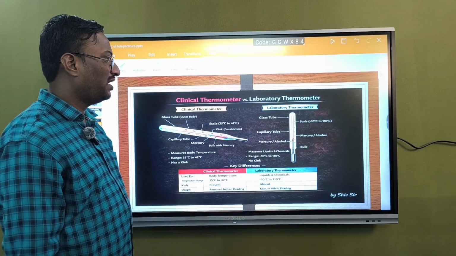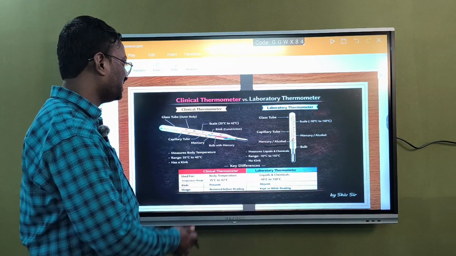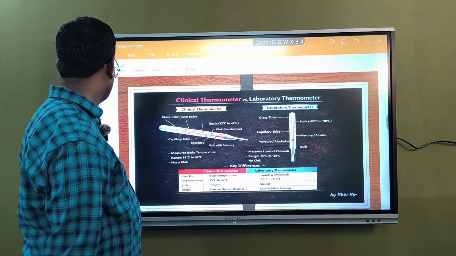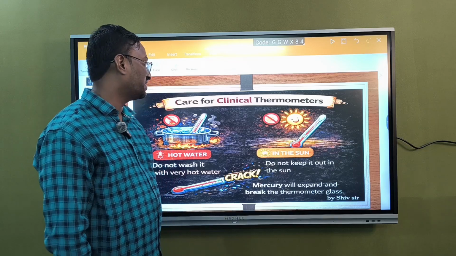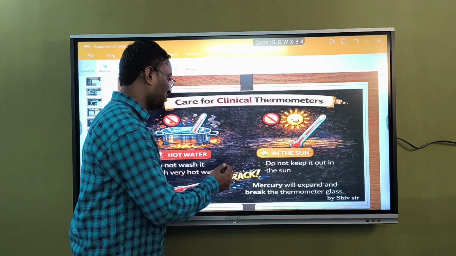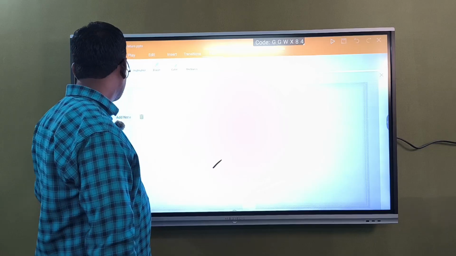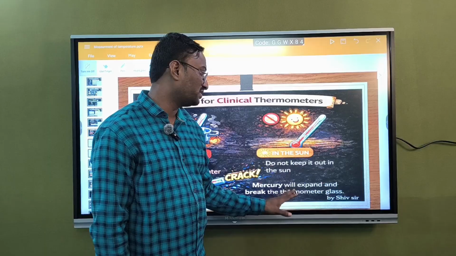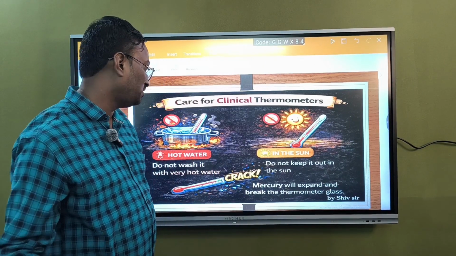Just see this. Either mercury or even alcohol is going to be used in the case of the laboratory thermometer, but in the case of the clinical thermometer we are going to use mercury. So this is the thing. And the last concept is the care that should be taken in the case of the clinical thermometer. What are the precautions? Do not wash it with very hot water. Of course we have to use hot water, but we should not use very hot water. It should not be too high. Don't keep it outside in the sun. We should not keep it in the sun, and we should not use very hot water.